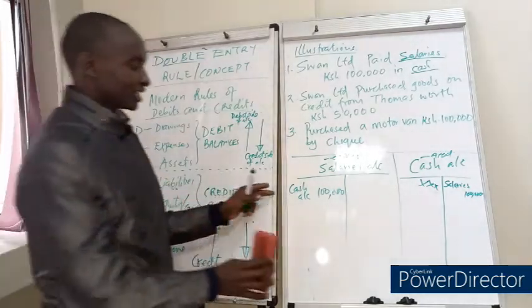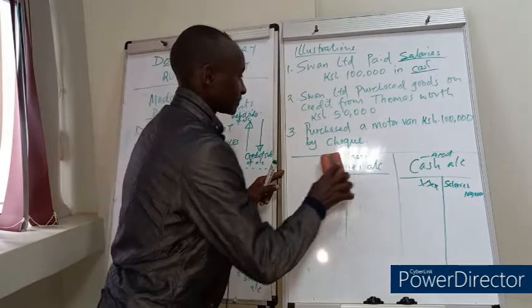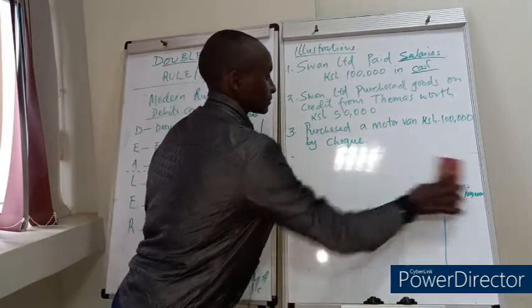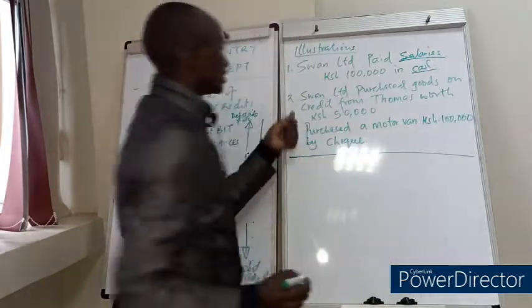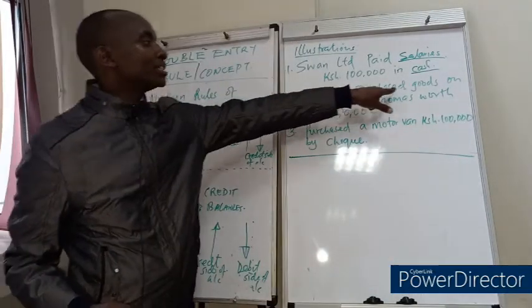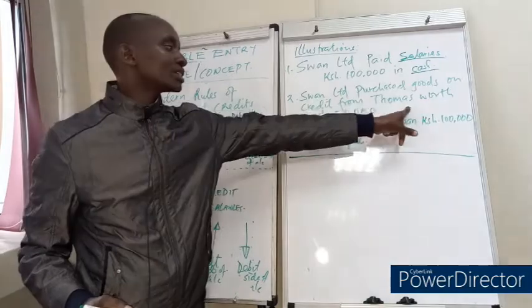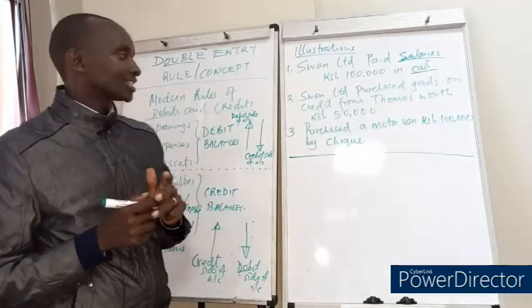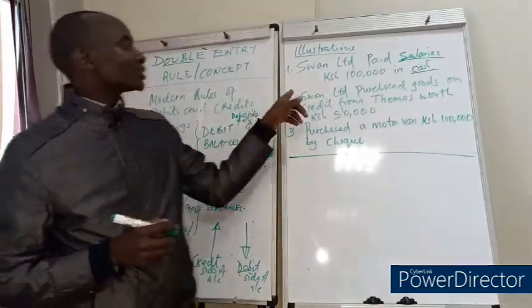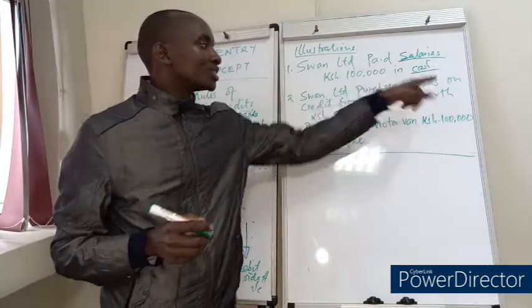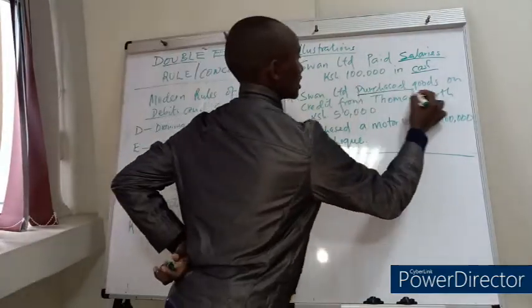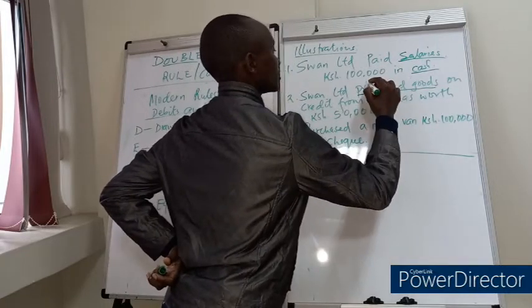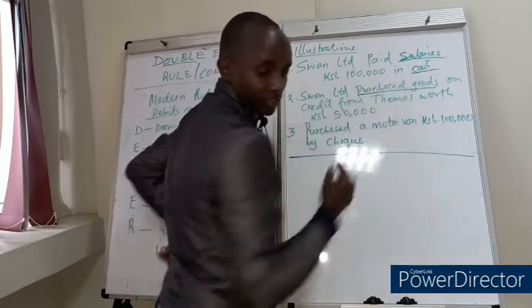Good. So let's move on to our second illustration. I want to believe you'll understand it better. Swan Limited purchased goods on credit from Thomas worth 50,000 Kenya shillings. So Swan Limited purchased goods, isn't it? Purchased goods. So in business language or in accounting, the purchased goods are known as purchases. They're known as purchases.